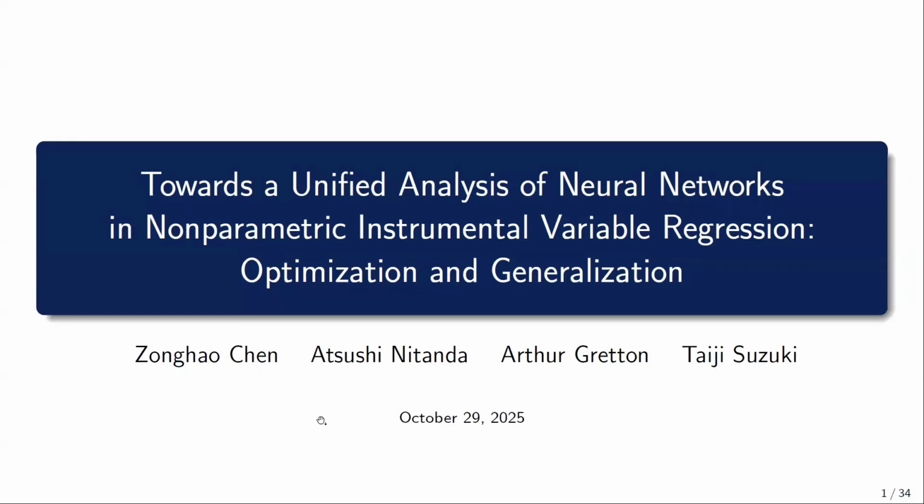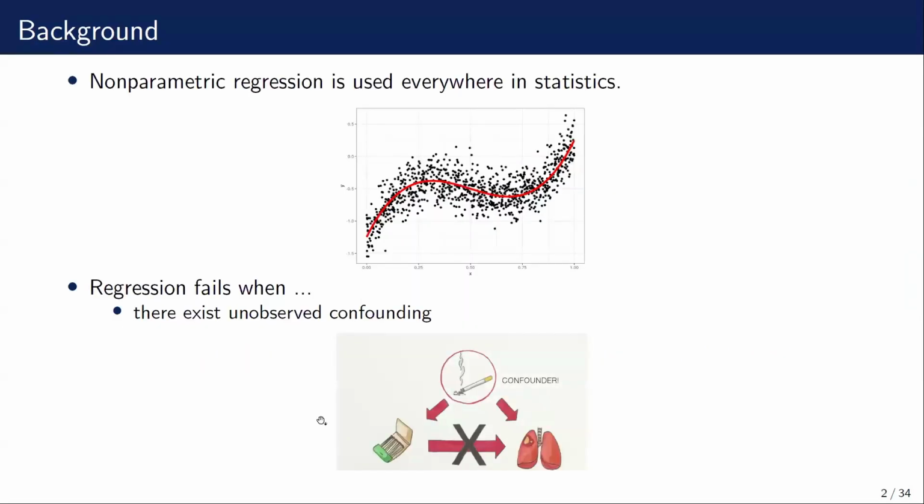So first, start with a little bit of background. We know that nonparametric regression is used everywhere, every day in statistics. It's like everything you should learn if you are a statistics PhD. The first thing you should learn is probably how to do a nonparametric regression. Well, the problem with nonparametric regression is that it tends to fail when there exist unobserved confoundings.